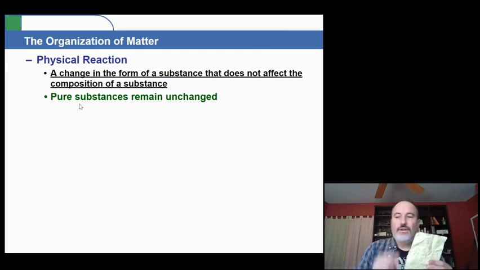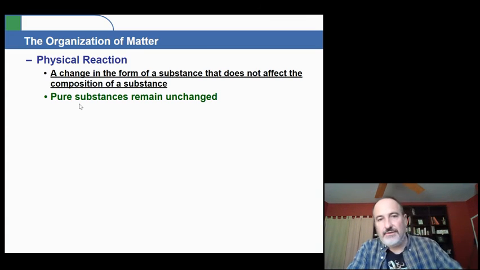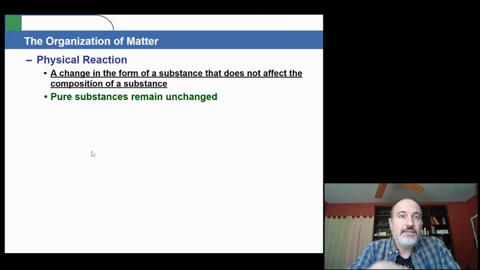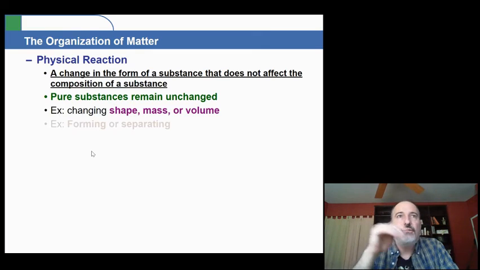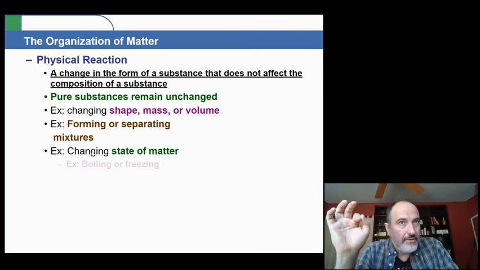But what if I light it on fire? If I light it on fire and burn it, it's no longer a piece of paper. It's gone. And I've combined it with oxygen atoms in the air, and it becomes carbon dioxide and water vapor in the atmosphere. Okay? So that's the difference between physical and chemical reactions. So changing shape, mass, volume, all of these are physical reactions. Also, forming or separating mixtures. And a third example is changing state of matter.